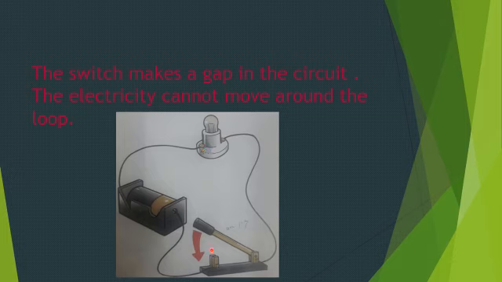This is the off position. If it is in the on position, which means it is closed, you can see light here. The electricity moves around the loop, then you can see light here. Because of this gap or break, the electricity cannot move around the loop, so there is no light.